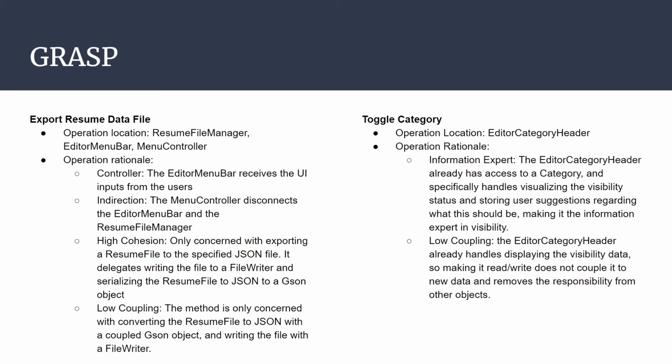Our reasoning for this is, one, information expert. This class knows about the category which is being displayed, and more specifically, knows about the visibility attribute within the category. So it already has the information required to fulfill this. It also stores the user desired visibility within it, because it handles that UI section of the toggle as well, meaning that it already has everything it needs to fulfill the responsibility.